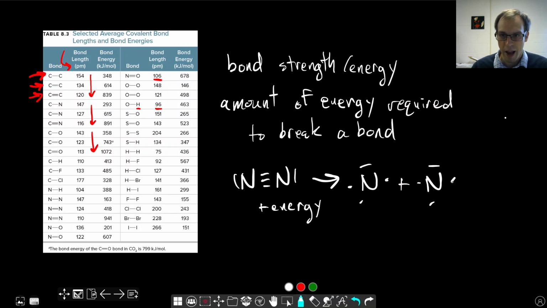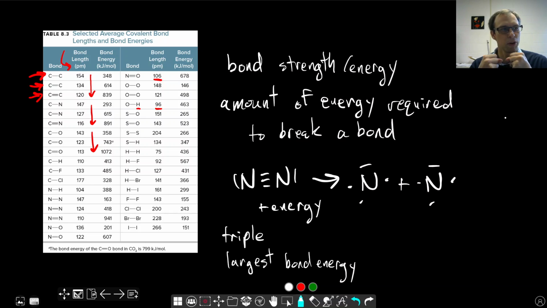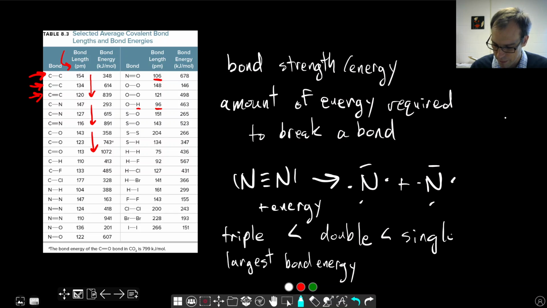And this has the trend where a triple bond has the highest bond strength, so it takes the most energy to break apart, so largest bond energy. So the strongest bonds, it's much more difficult to pull them apart because there are more electrons holding those atoms together. And then double bonds take a little bit less energy, and then single bonds less still. And it's honestly not just a little bit.